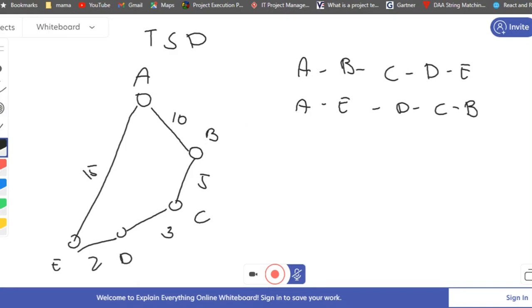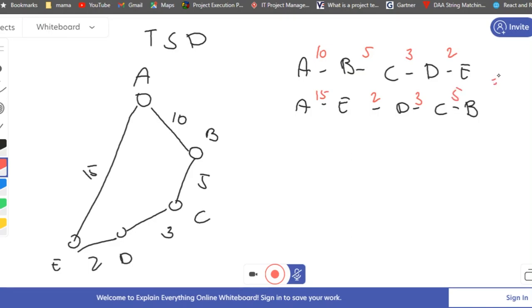So, kailangan natin i-plot din yung mga distance na kailangan natin i-solve. So, from A to B, we have 10 meters. And then B to C, we have 5. C to D, we have 3. And then D to E, we have 2. And then A to E, we have 15. E to D, we have 2. D to C, we have 3. And then C to B, we have 5.